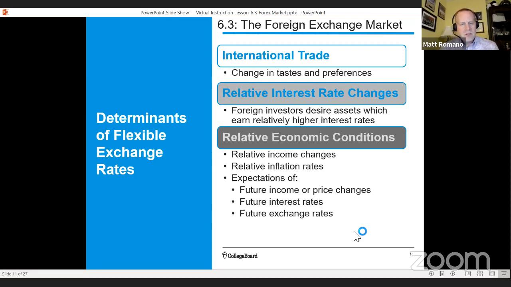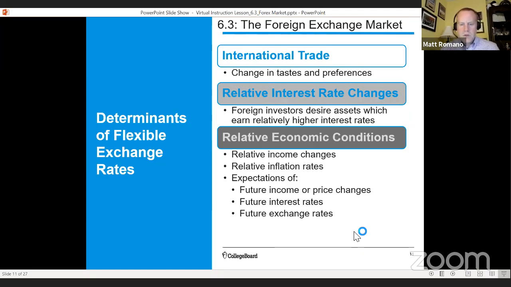The second one, however, is sometimes a challenge for students that see this for the first time. Relative interest rate changes. We point this one out because it occurs enough that we want to be aware of it, whether it's central bank policy or changes in the money market due to money demand or anything else. When there's an overall change in interest rates, we tend to see a correlating change in currency values as a result. And the reason would be foreign investors that are seeking high returns. That interest rate change, that rising or falling interest rate, indicates a higher potential return in that nation.